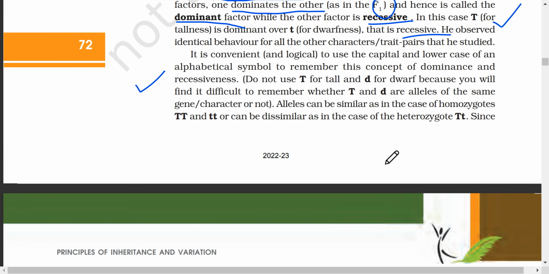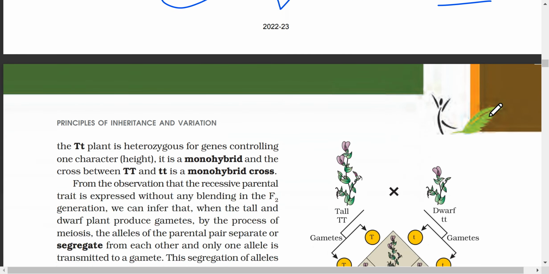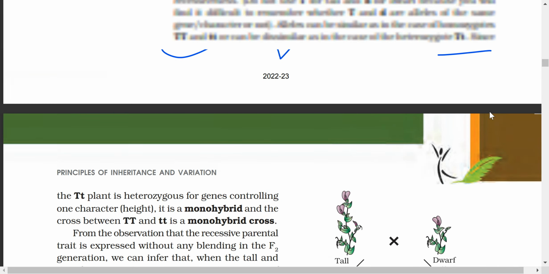Alleles can be similar as in the case of homozygotes. Homozygotes में alleles similar भी हो सकते हैं. It's not necessary they're always contrasting. And they can be also dissimilar as in case of heterozygote. और heterozygotes में ही हमारे पास dominance आता है.